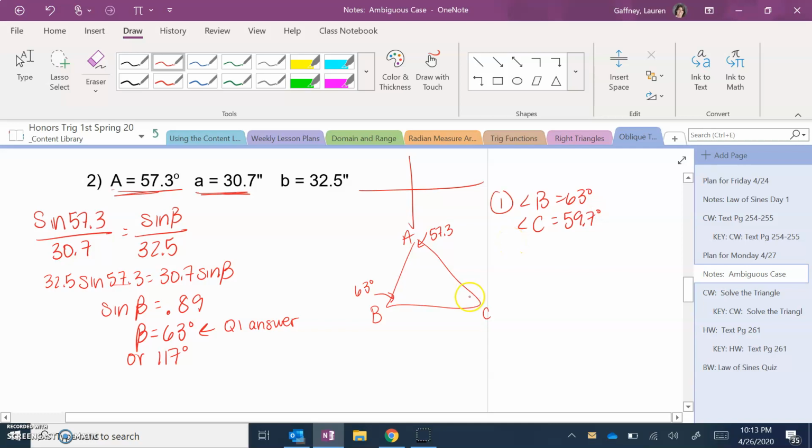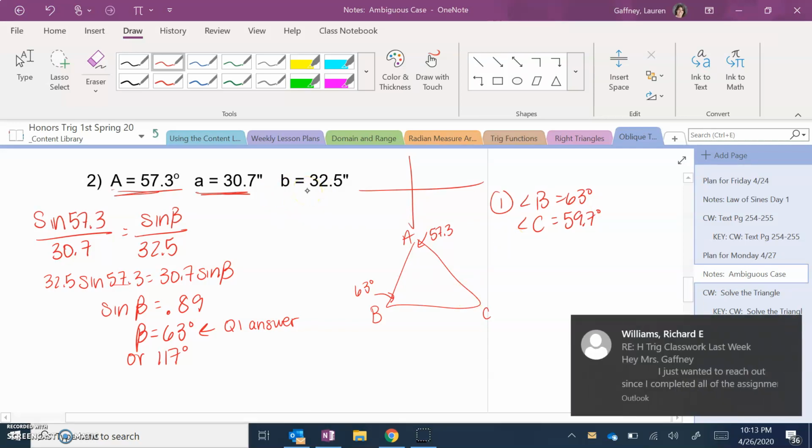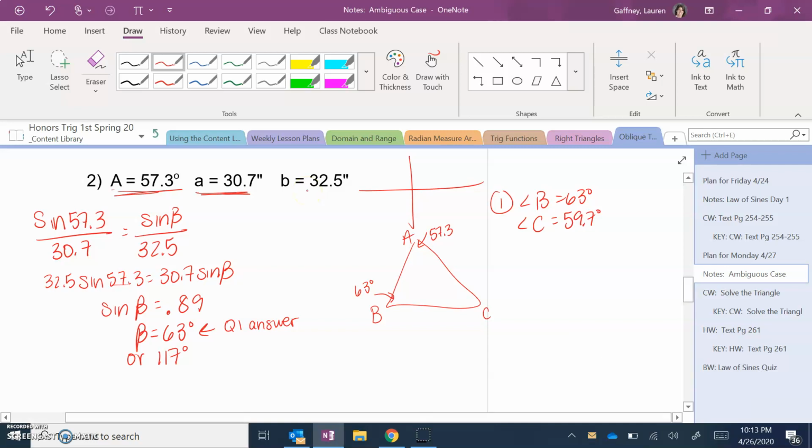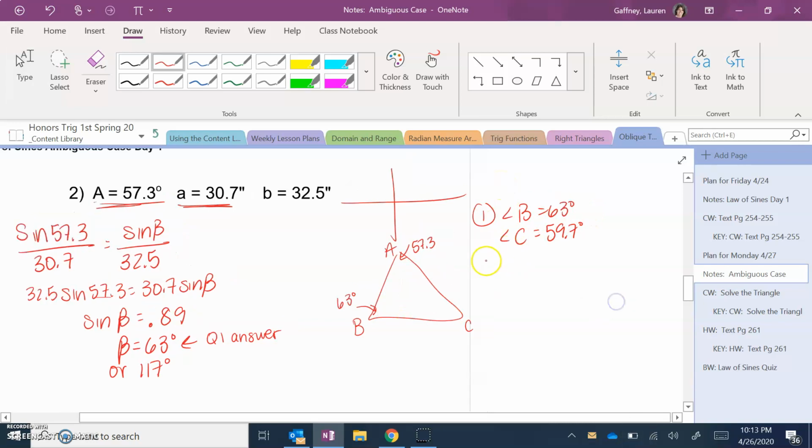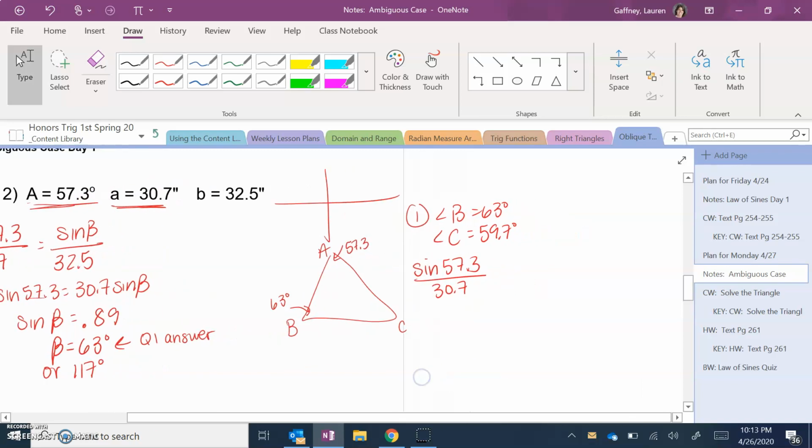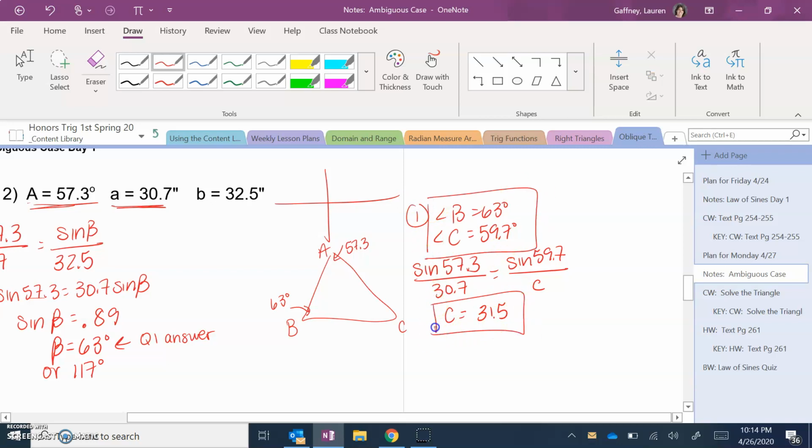Then we could also solve and continue and find side c. Now, you are not guaranteed that this is a right triangle, so don't use the Pythagorean theorem. Actually, we know it's not, clearly, by the angle marking. So let's use law of sines to find side c. Sine of 57.3 over 30.7, I'm going to go with the two that I know are given that are absolutely correct, equals sine of 59.7 over side c. Like our lesson from the other day, you could cross multiply and solve and find that c is 31.5. Maybe pause and check that you get that when you cross multiply and solve. So that would be the three missing pieces from that first triangle.